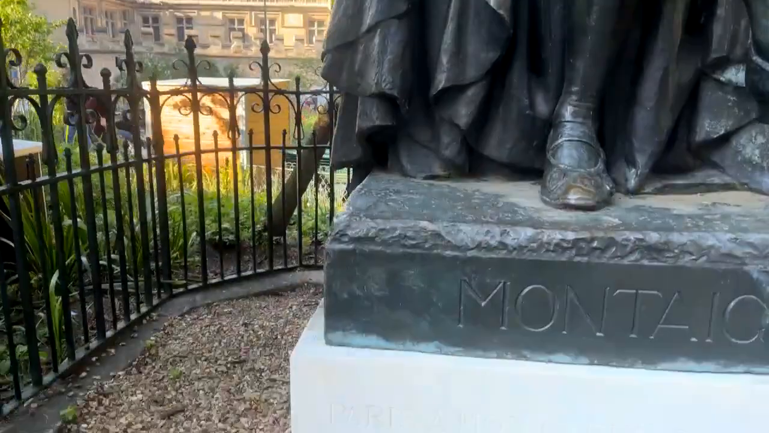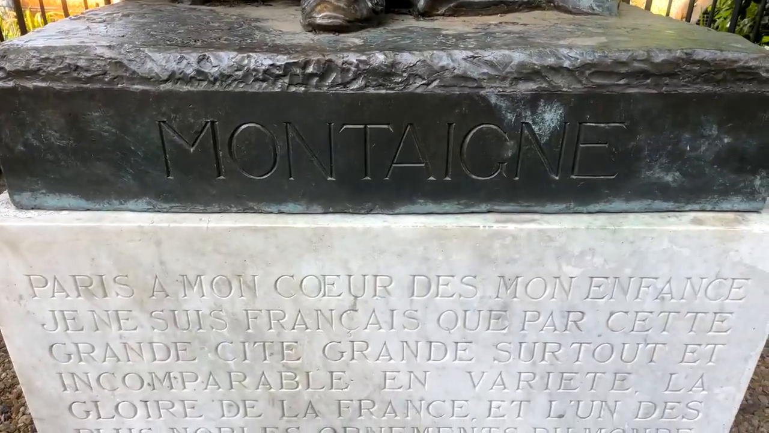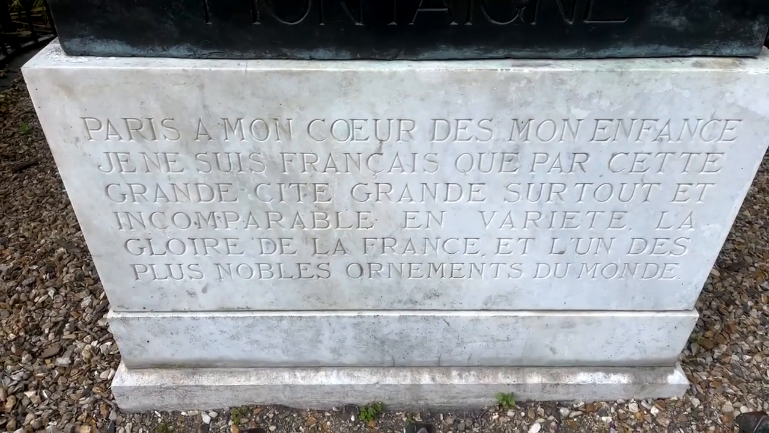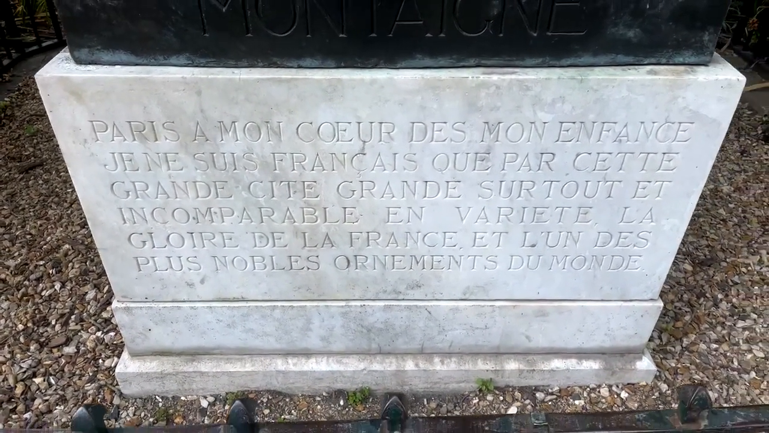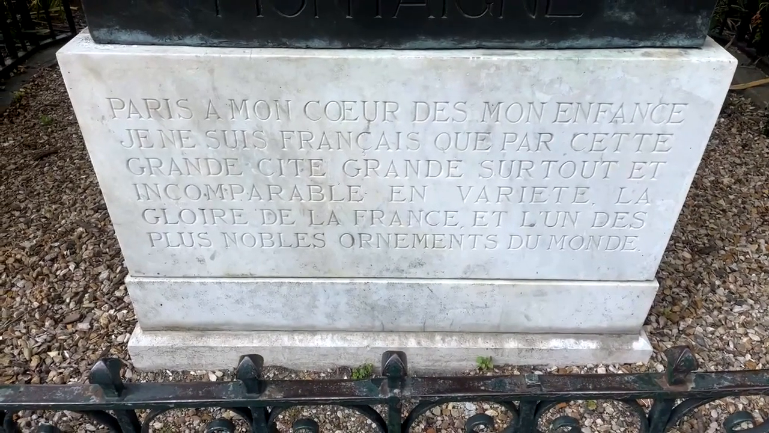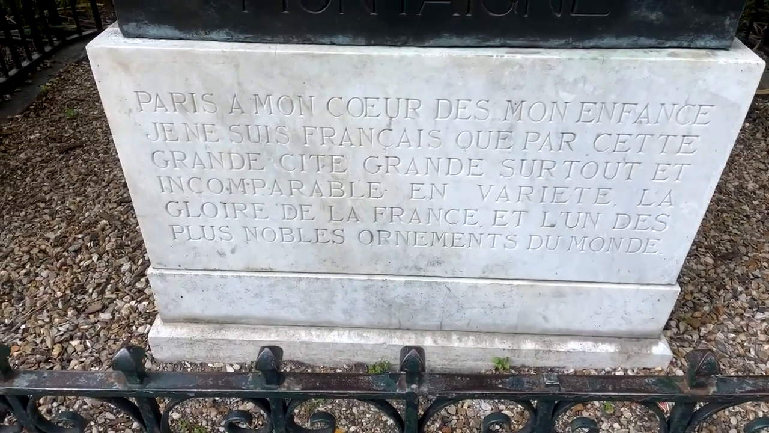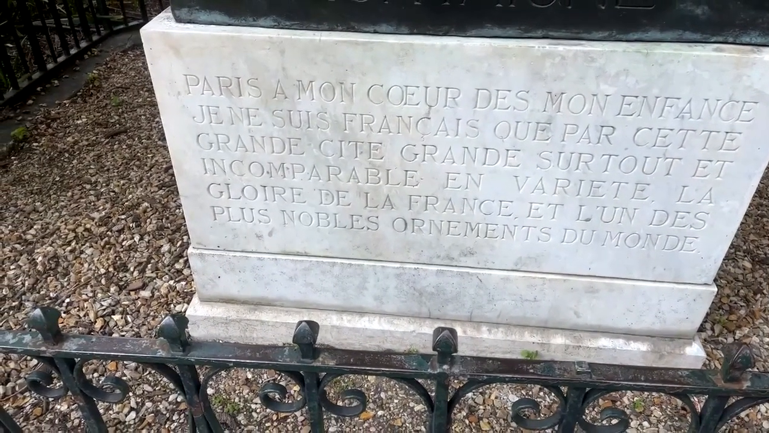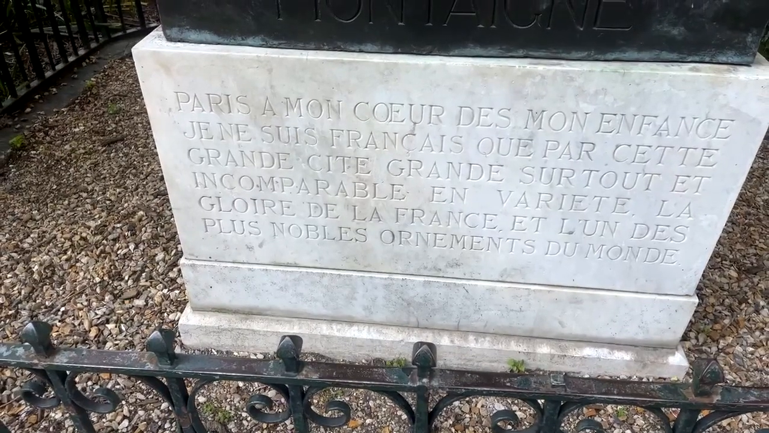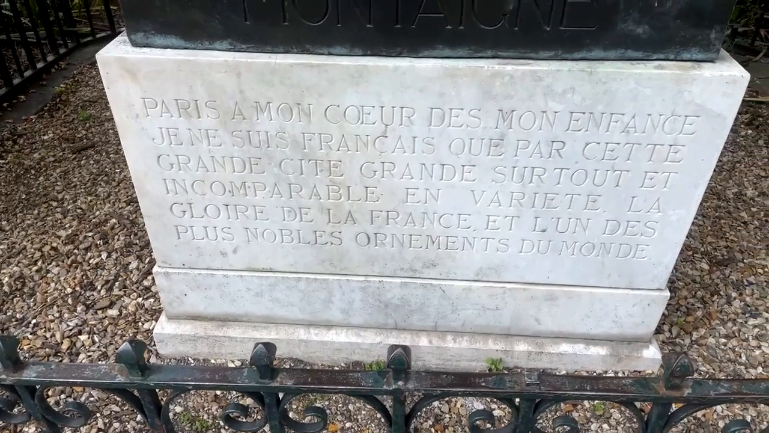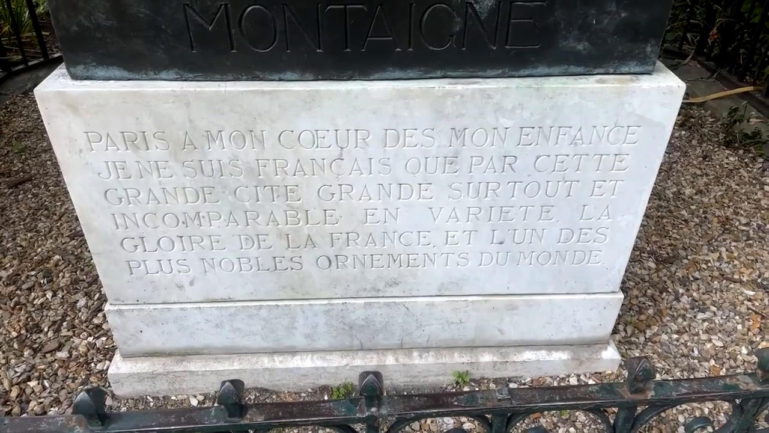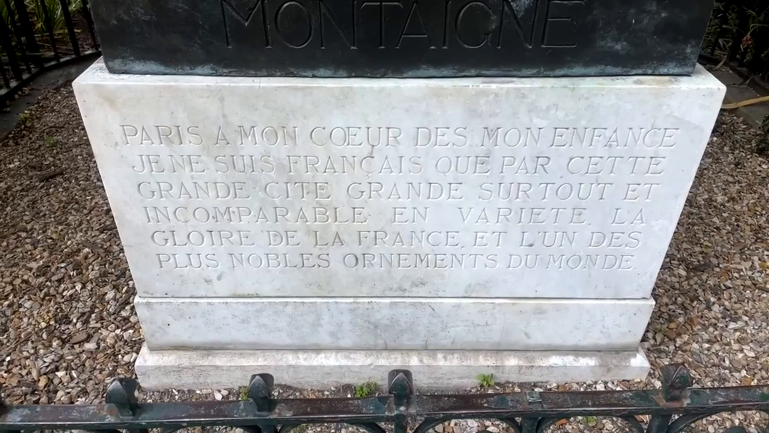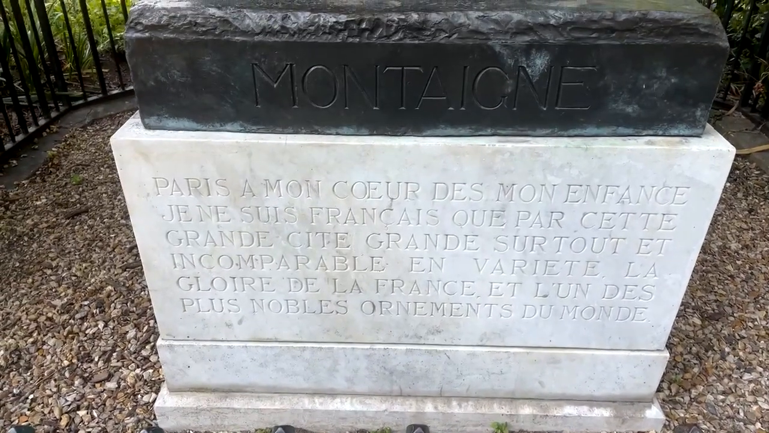So his name is Montaigne, and he said, you see, Paris to my heart since my childhood. I'm only French because of this big city, which is incomparable in variety. The glory of the French and one of the most noble ornaments of the world. He speaks about Paris. You see, this is a real love declaration to Paris, saying I'm French because I'm Parisian. If Paris was in England, I would be English. So that man is Montaigne.